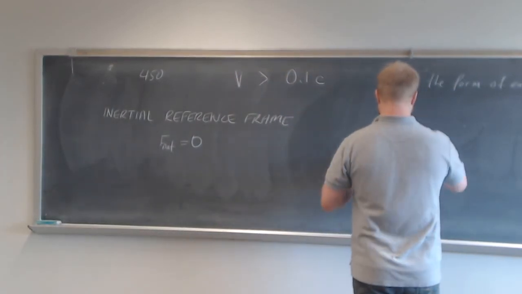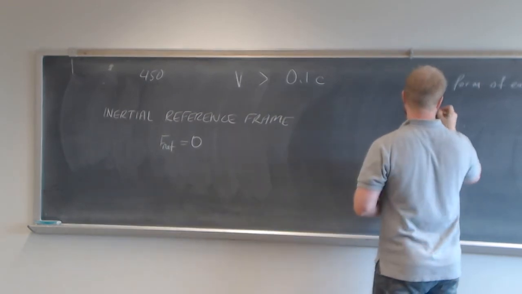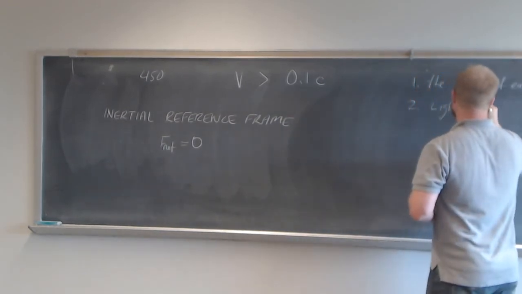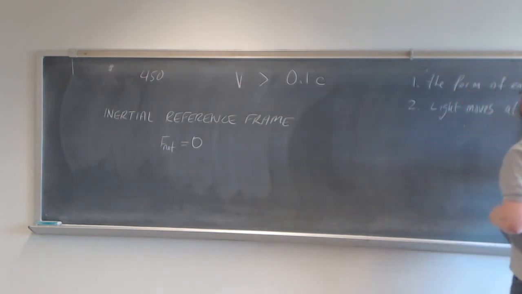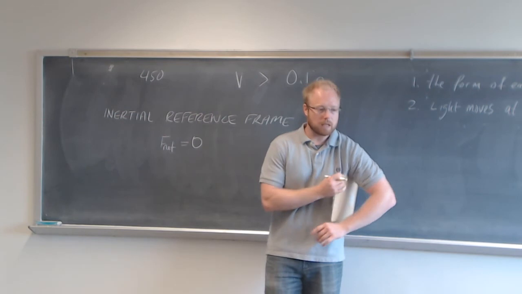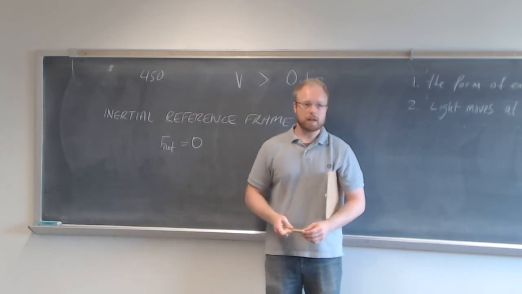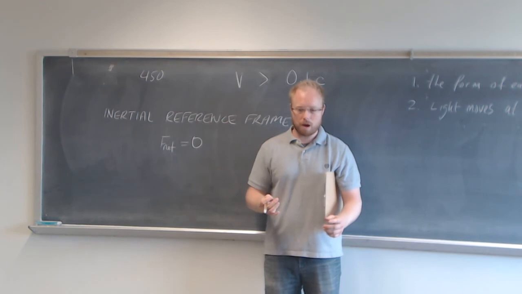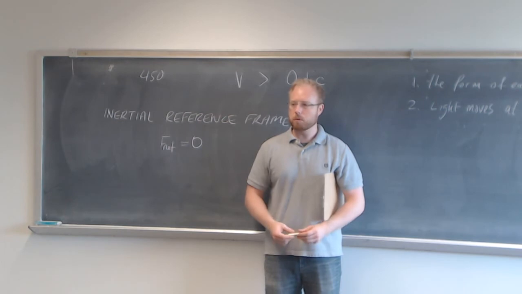Number two, the second postulate states: light moves at the same speed to all observers. This was a problem, largely because it seems to be counterintuitive to the first one. If all physical laws stay the same within their inertial reference frame, how can light possibly stay moving at the same speed?